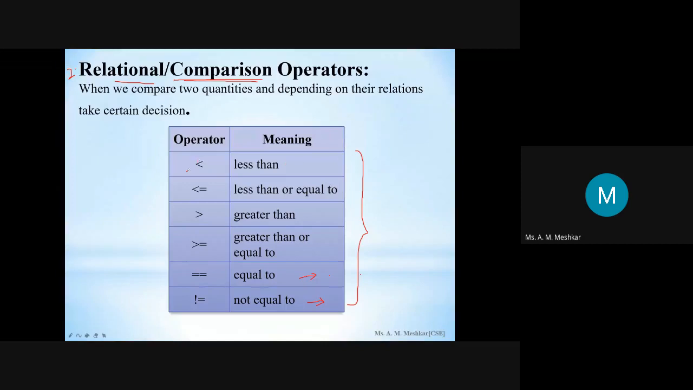So whenever you are writing any relational expression, if I am writing A greater than B, suppose A is having the value 5 and B is having the value 10. So what is the answer? Is A greater than B? No. So the answer is written in the Boolean data type, that is true or false. So the answer for this is false. So remember, such a relational expression A greater than B will return a Boolean type value as a result, either true or false. Understood?